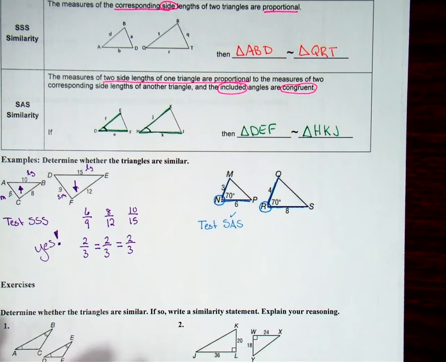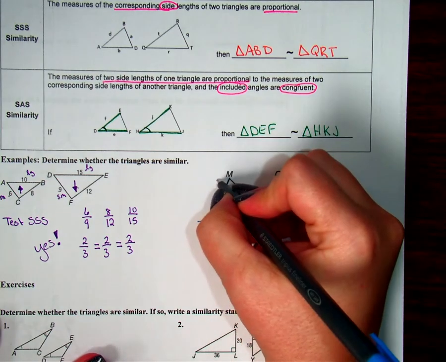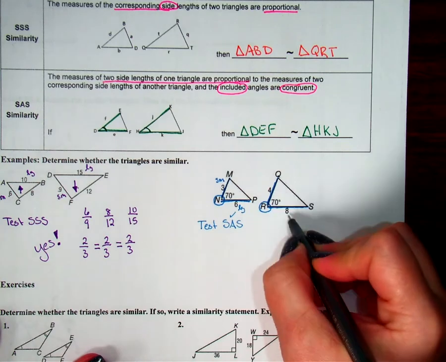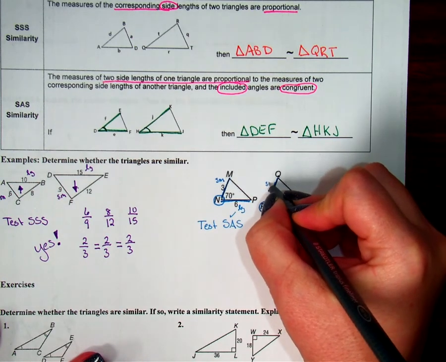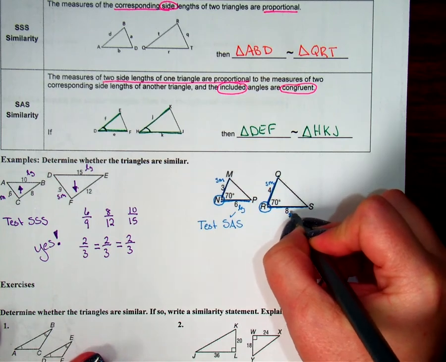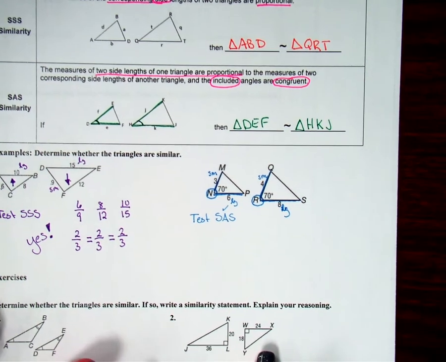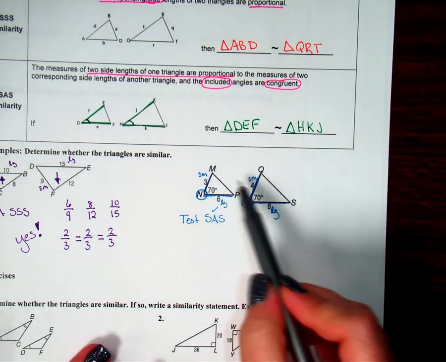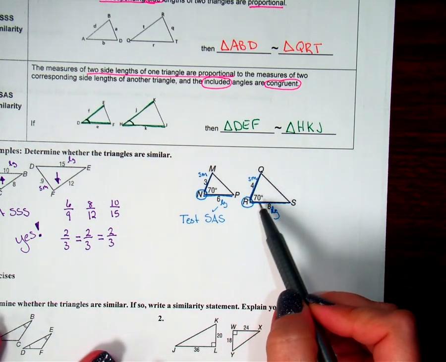And I'm going to do the same thing, labeling the small and the large, just like I did on the last one. So my small is the 3, and my large is the 6. Here, my small is the 4, and my large is the 8. Okay? All right, so when I look at this one, and if I were just trying to assume whether or not they are similar, I might say yes.